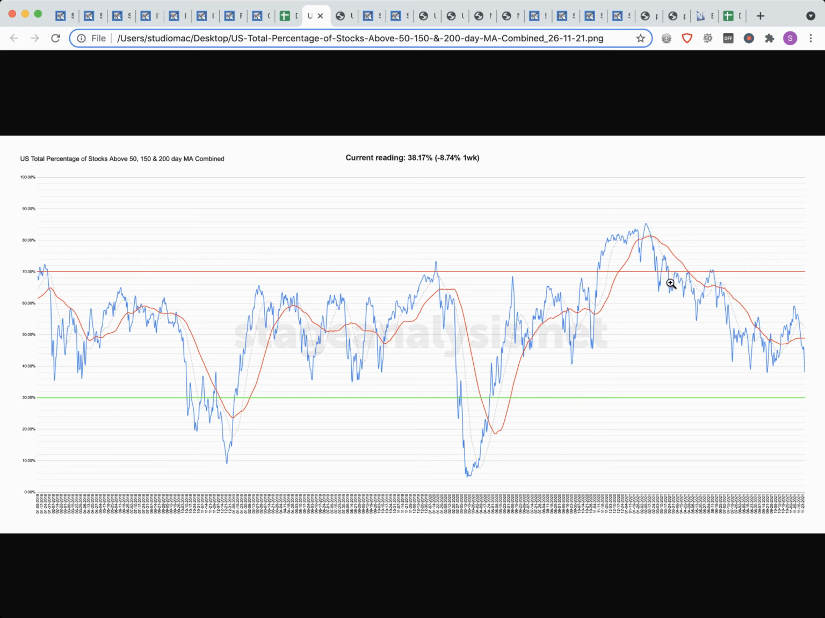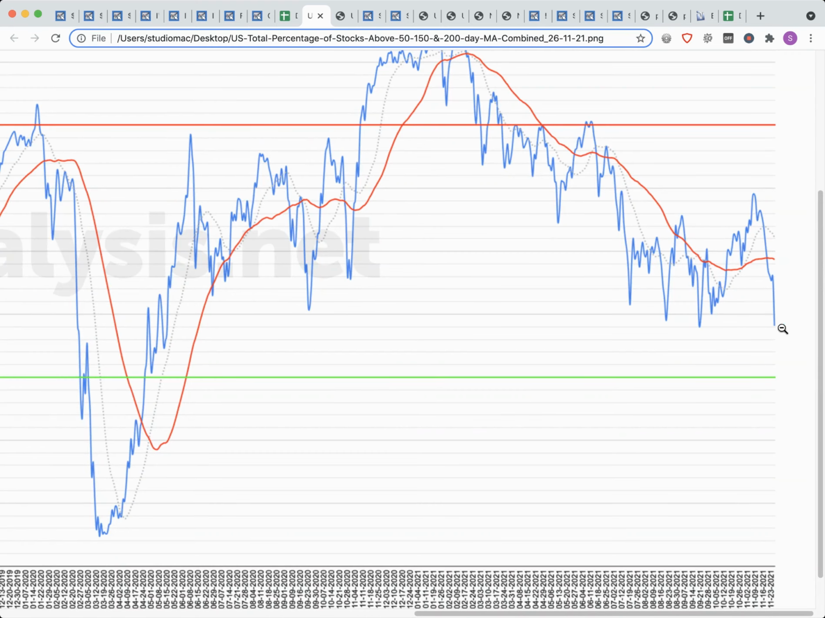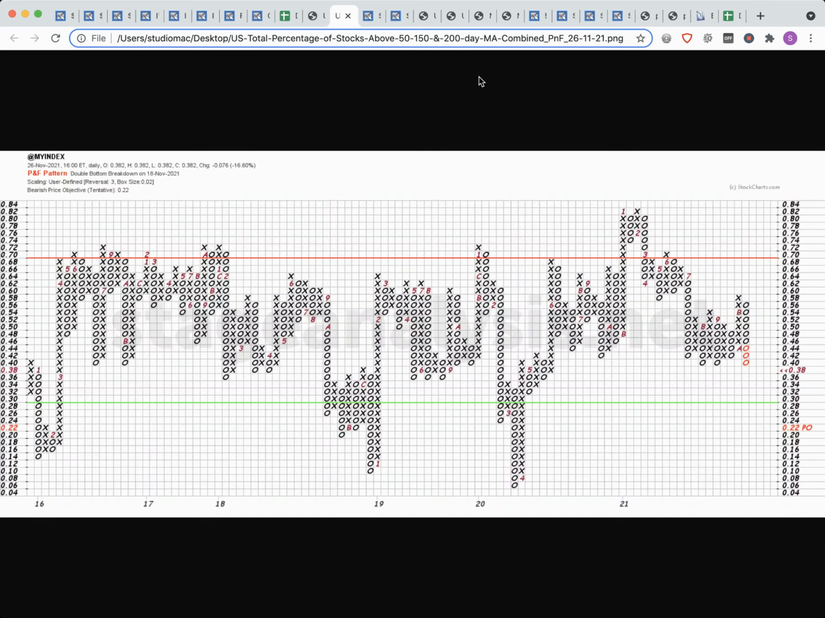So obviously we started to break down in late stage 2, and then we started to move into stage 3. And now we've been in stage 3 for the majority of this time. Now we're breaking down below the 40% level again, so we're potentially, on the internals, in stage 4 here. We still haven't broken below this near-term low, but if we look on the point and figure chart here, we're pretty damn close.